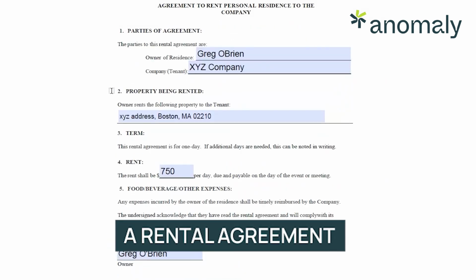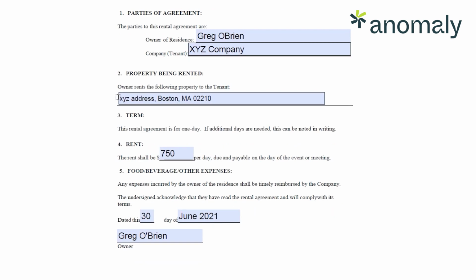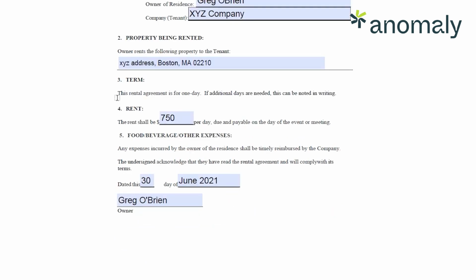Second thing we're going to go through is we want to put in place a rental agreement, right? Because any arm's length, fair market value transaction is not going to be verbal. It's not going to be a handshake. It's going to be documented. So in this case, we're saying, hey, Greg owns the residence and he is renting this residence to XYZ company. And the property being rented is this address in Boston, Mass for one day. And we're saying that the agreed upon rent is $750, right?